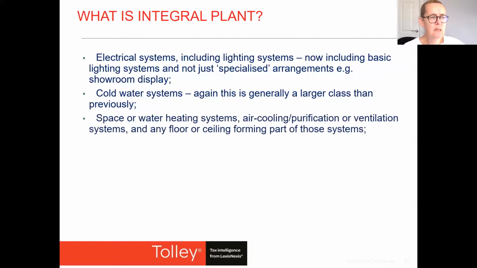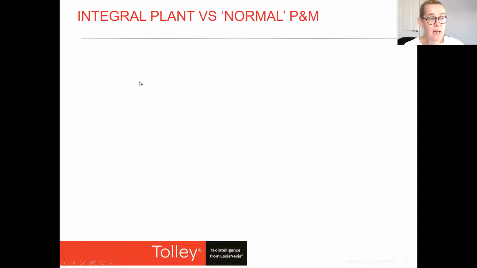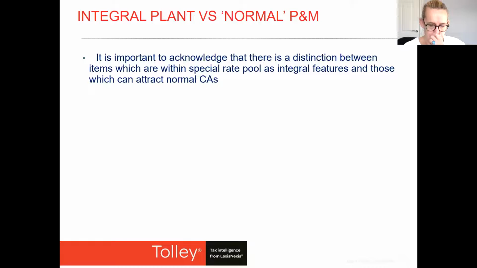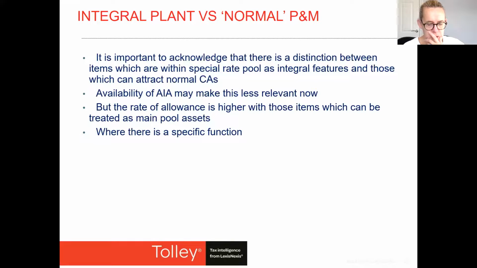Cold water systems, space and water heating systems, aircon and ventilation systems, and any part of your building that actually forms part of that. So if you have central heating or air conditioning ducts in the ceiling, and the ceiling actually forms one part of the duct, then you will get it for the cost of the ceiling as well. Lifts, escalators and moving walkways, and external solar shading and active facades, so things like solar panels. So yes, all of those things can qualify as an integral part. And as I've just said, there may still be a distinction between special rate pool integral features and normal capital allowances. So again, that is something that we need to look at.